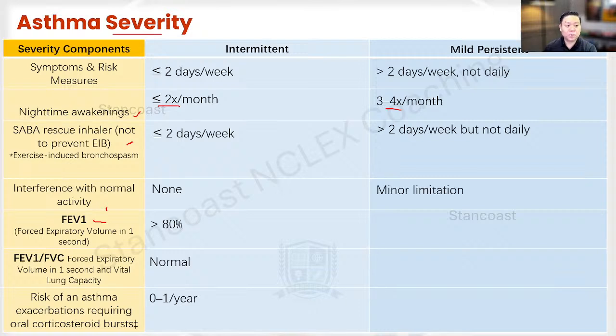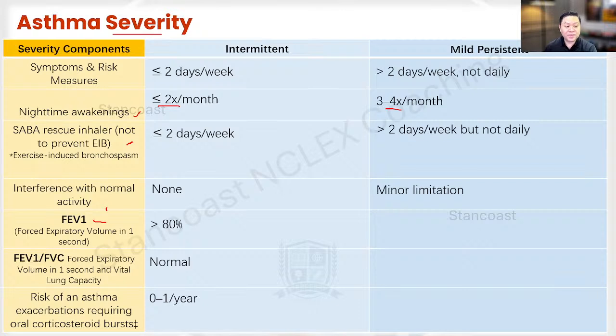And also with the daily activities, there might be some kind of minor limitation because it can make them really short of breath. It can trigger their symptoms. And so they're probably not going to want to do any more exercise because of the shortness of breath. Now, also, the person will have a limitation in what they can do daily, but they can still manage most of the activities.